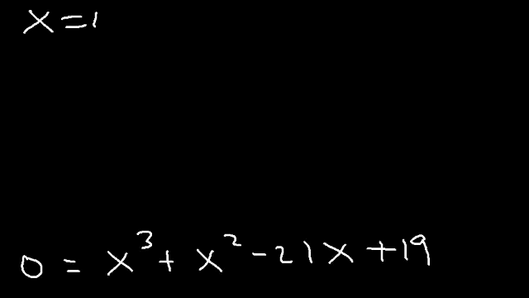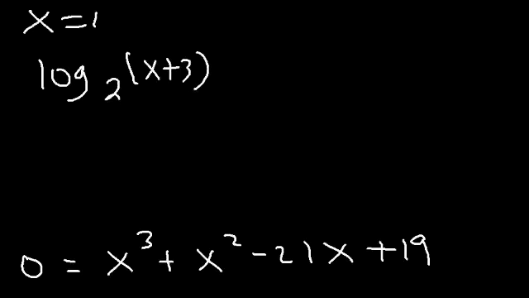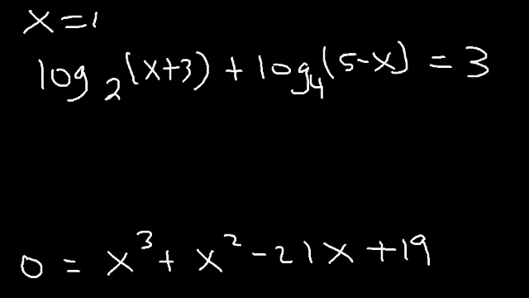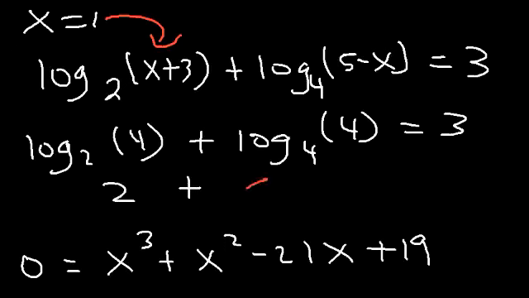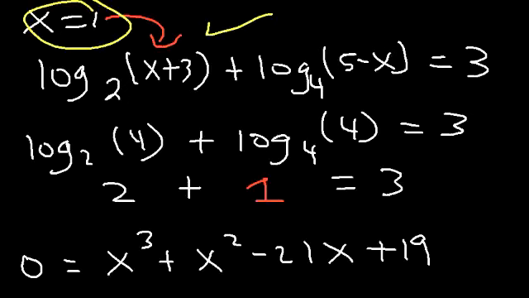Now let's make sure the answer is correct. So let's rewrite our original expression, which was log base 2 of (x plus 3) plus log base 4 of (5 minus x), and all of that was equal to 3. So now let's plug in 1. 1 plus 3 is 4, and 5 minus 1 is 4. Log base 2 of 4 is 2. 2 squared is 4. Log base 4 of 4, they cancel, you get 1. 2 plus 1 is 3. So this is indeed a solution.